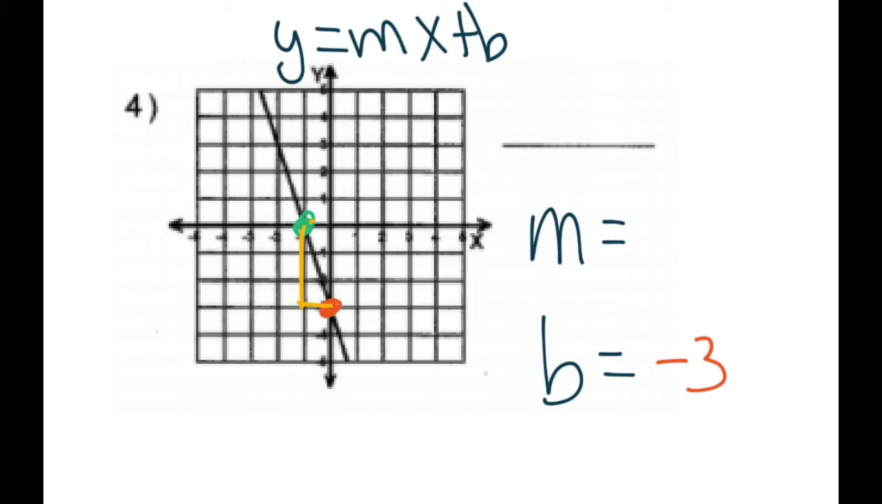So for this, we go down 3, which going down means -3. And then we go right 1, which means plus 1. Sorry, my dog's barking right now.